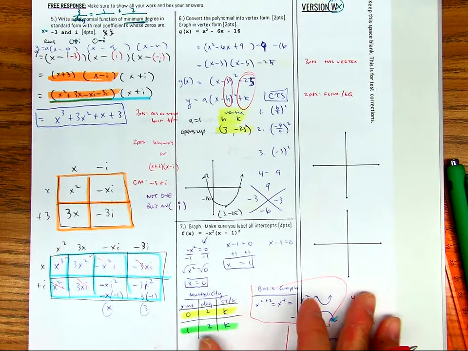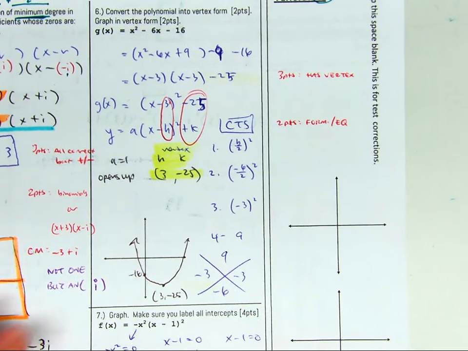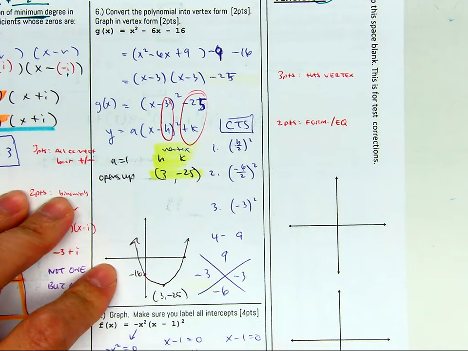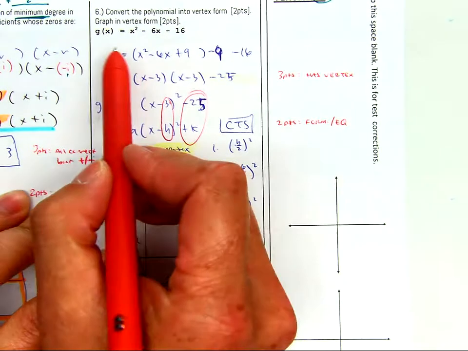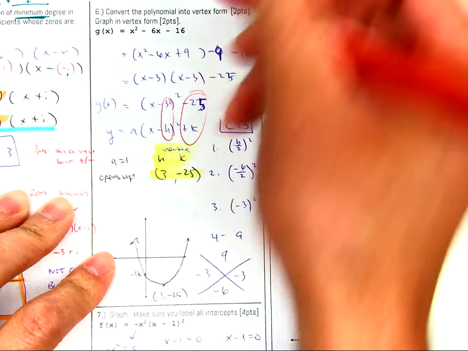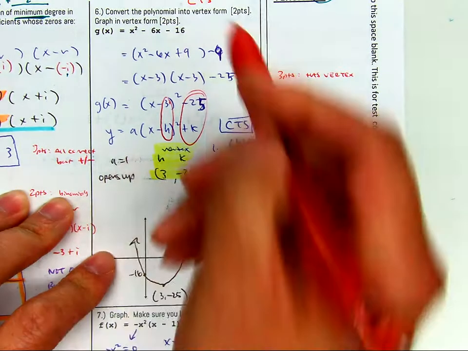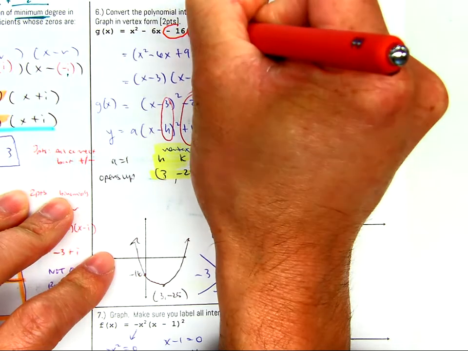Question number 6. Convert the polynomial into vertex form and graph in vertex form. So here I have g of x equals x squared minus 6x minus 16. To convert it into vertex form, you're just completing the square. I like to move this negative 16 over here.